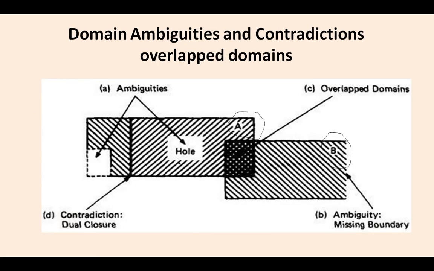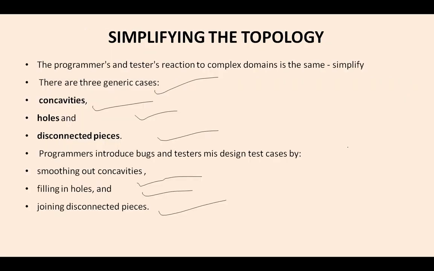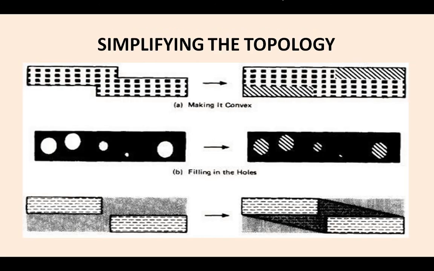The best example of a concavity is nothing but a missing boundary. Okay, a missing boundary is one example of the concavities. So how can the testers do this? By filling those holes, by smoothing those boundaries or concavities, or by joining the disconnected pieces, right? Okay, so see how they can do it pictorially. We can see here, they can make it convex like this, they can fill the holes, and they can join disconnected pieces like this.